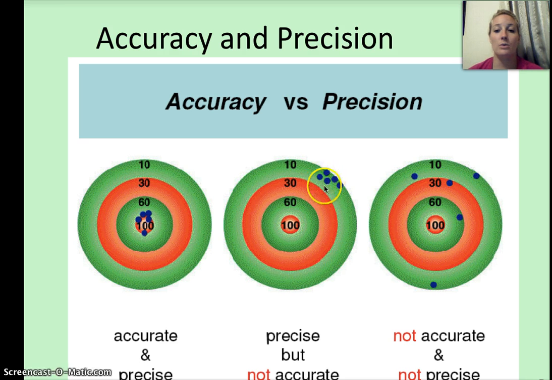If we look at this other one, again, there's a nice grouping together, so that would be precise. All of those hits are close to each other, but it's pretty far away from that center target, so not very accurate. And this one, man, this person was shooting all over the place. There's nothing in the center, so it's not very accurate, and there's shots all over. They're spread out all over, so it's not very precise.